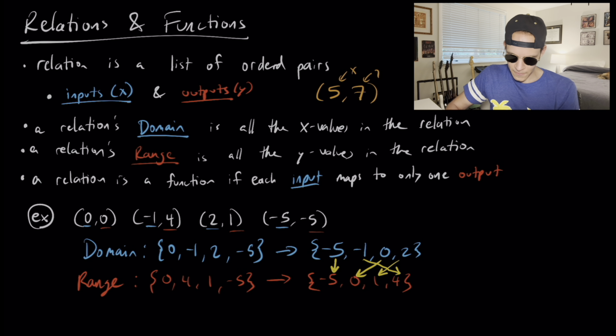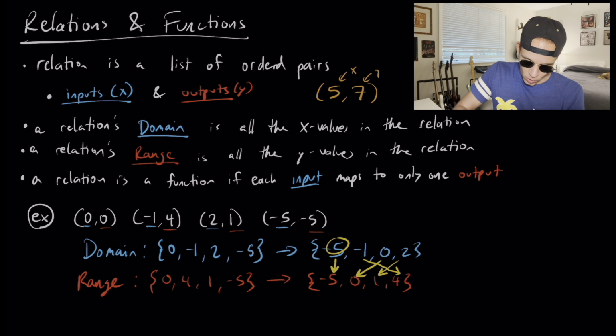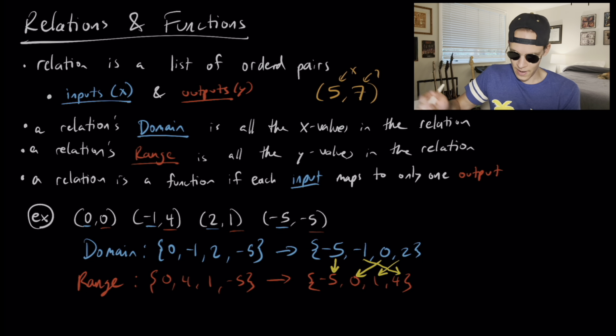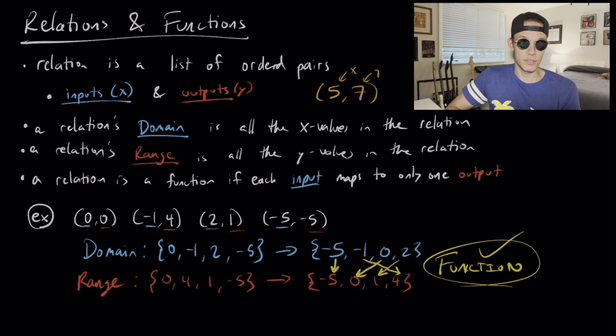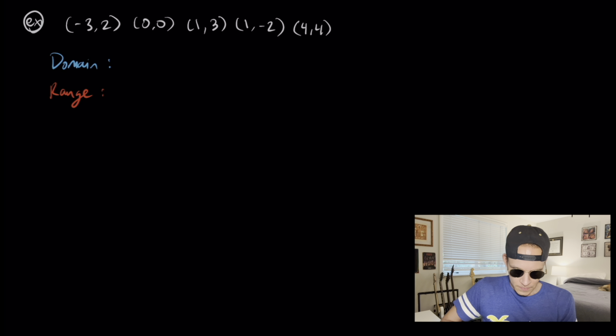So as you can see here, each input has only one output. If it had multiple outputs, we would have 2 arrows coming out from any given x value. We'll do an example next to illustrate that. But because each input maps to only one output, we have a function, or this relation is a function. So let's look at one that is not. Okay, same thing here.